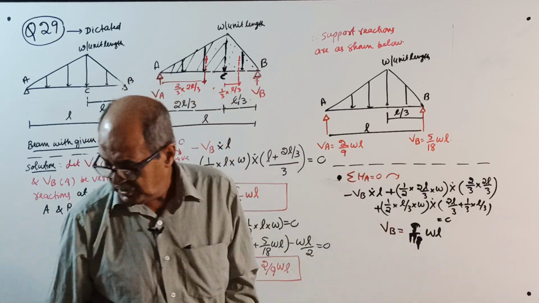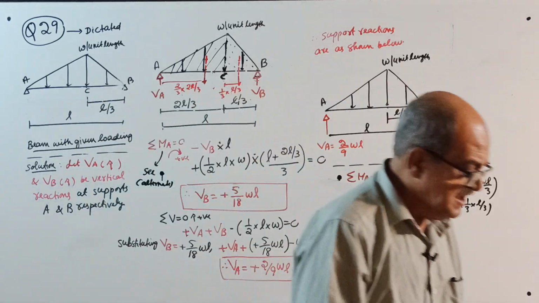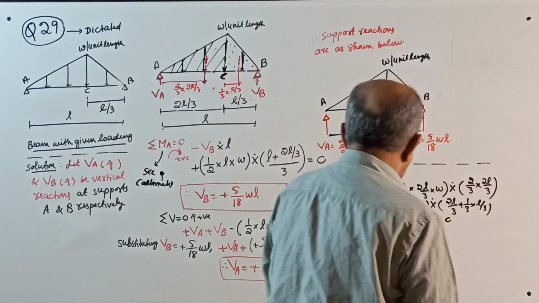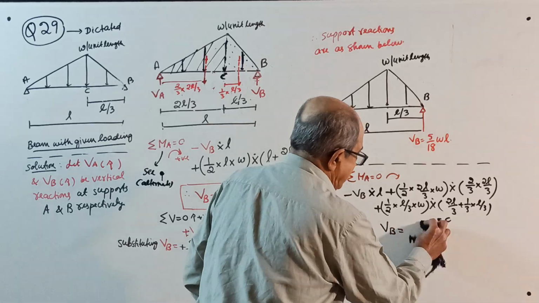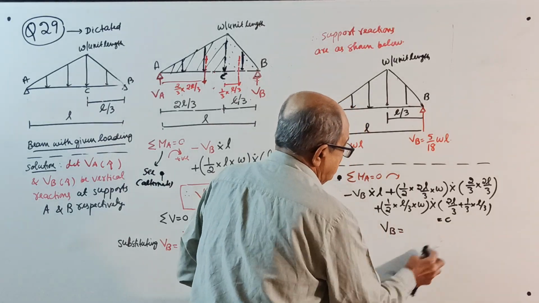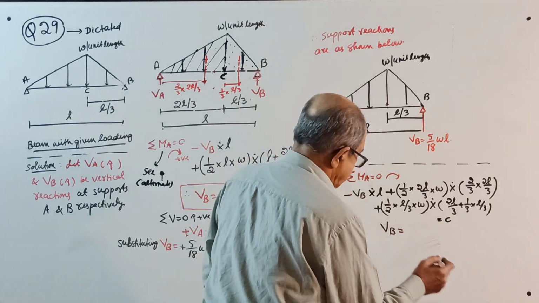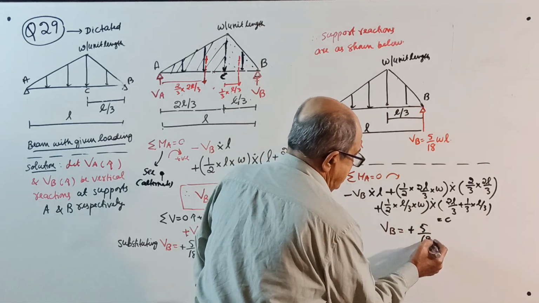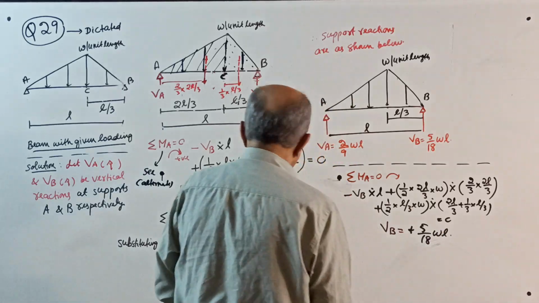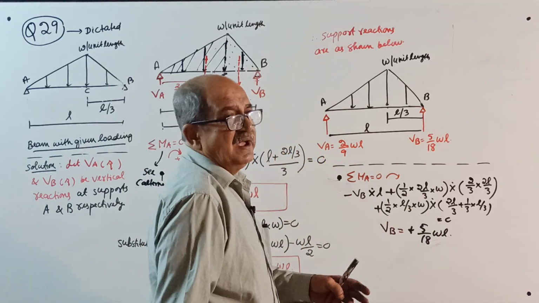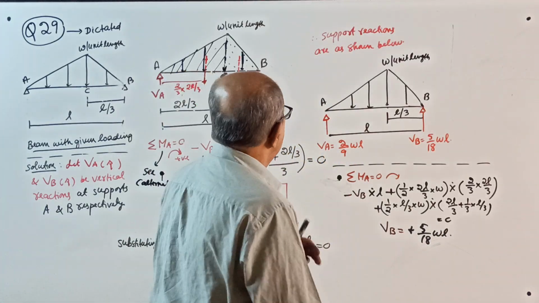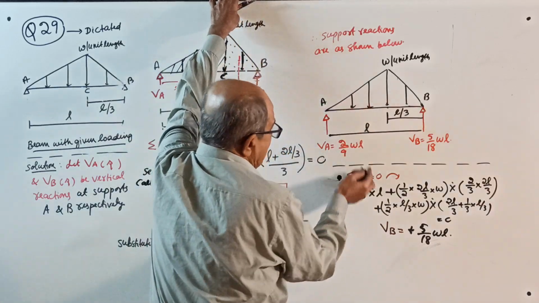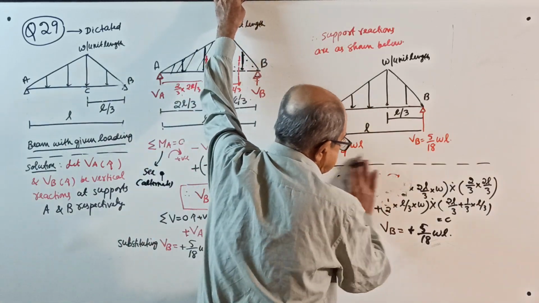Oh, sorry, I put excess ink, and because of that the answer is not visible, I think. I write once again, because of too much shining now. How much was the answer I told? Plus 5 by 18 WL will come. Okay, sigma V same. Now make a note. This I will remove now.